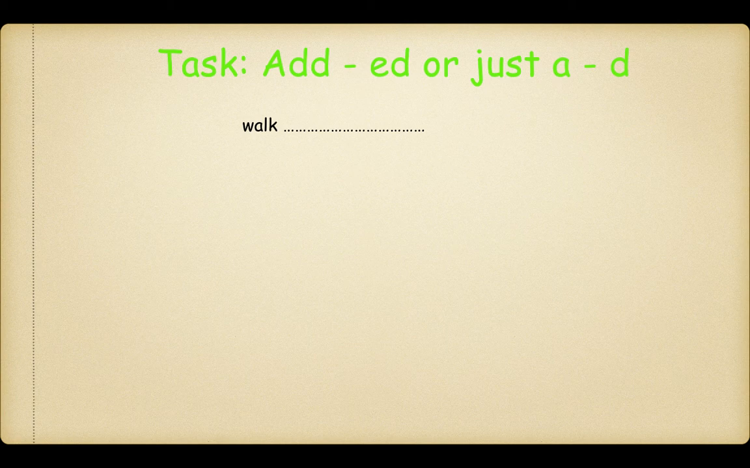So walk changes to walked. What do you add to the word walk? Do you add ed or do you just add D? We have the second word, it's live. And I want to change it to lived. Do you add ed or just a D? Do you remember the spelling rule? I've got cross and I want to change it to crossed so it becomes in the past tense. If I have save, I want to change it to saved.